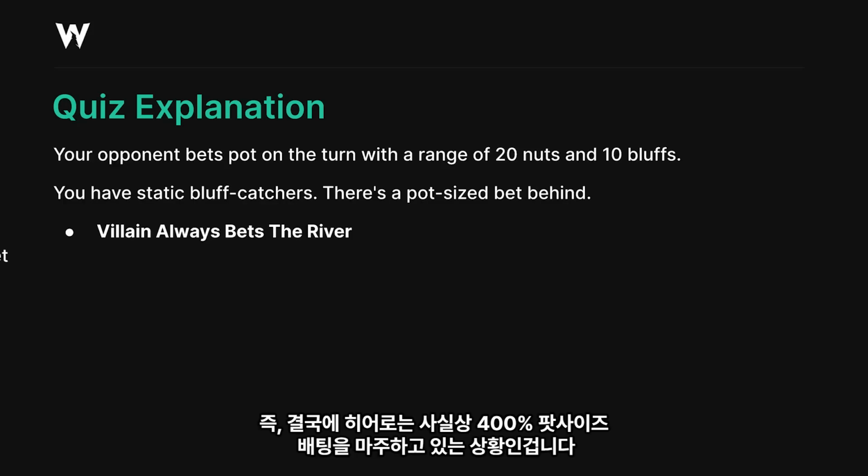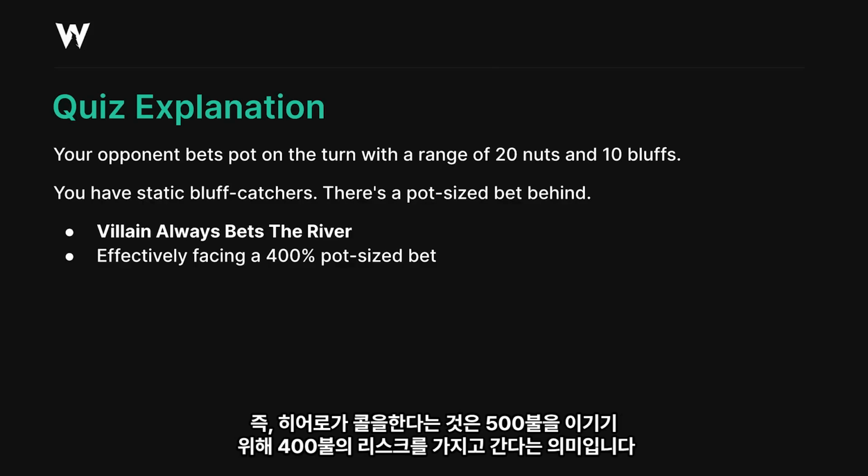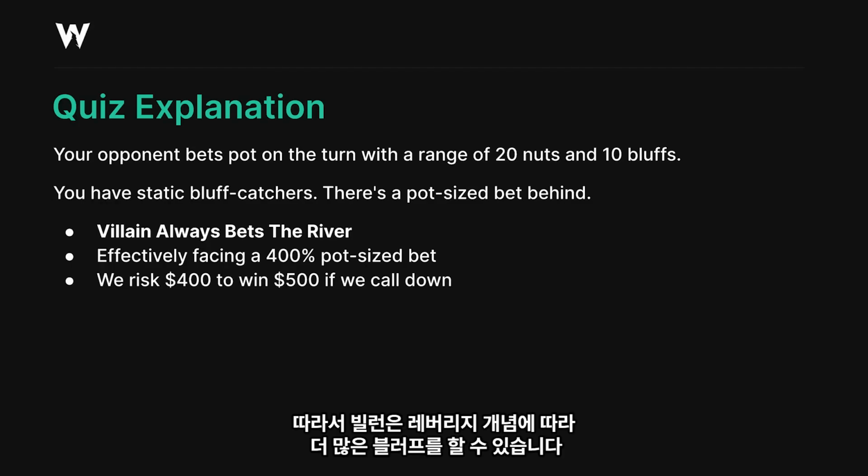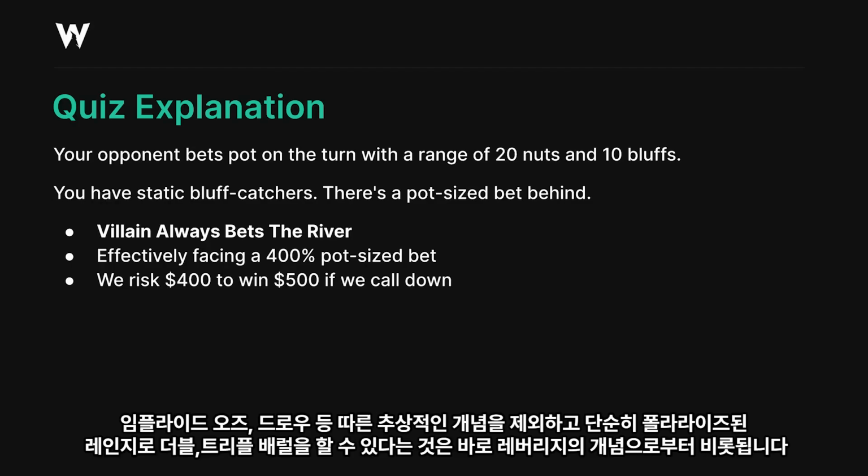And so essentially, we're not facing a pot-sized bet. We are facing a pot-sized bet and another pot-sized bet for a total of like effective 400% pot. And so what ends up happening is we are risking essentially $400 to win $500 if we call down both bets, starting with a $100 pot. For this reason, they actually need to be bluffing more often on the turn. And this is the concept of leverage. Without draws or implied odds or any of those other abstract terms, the simple ability to bet twice with a polarized range or bet 3 times allows you to apply leverage.